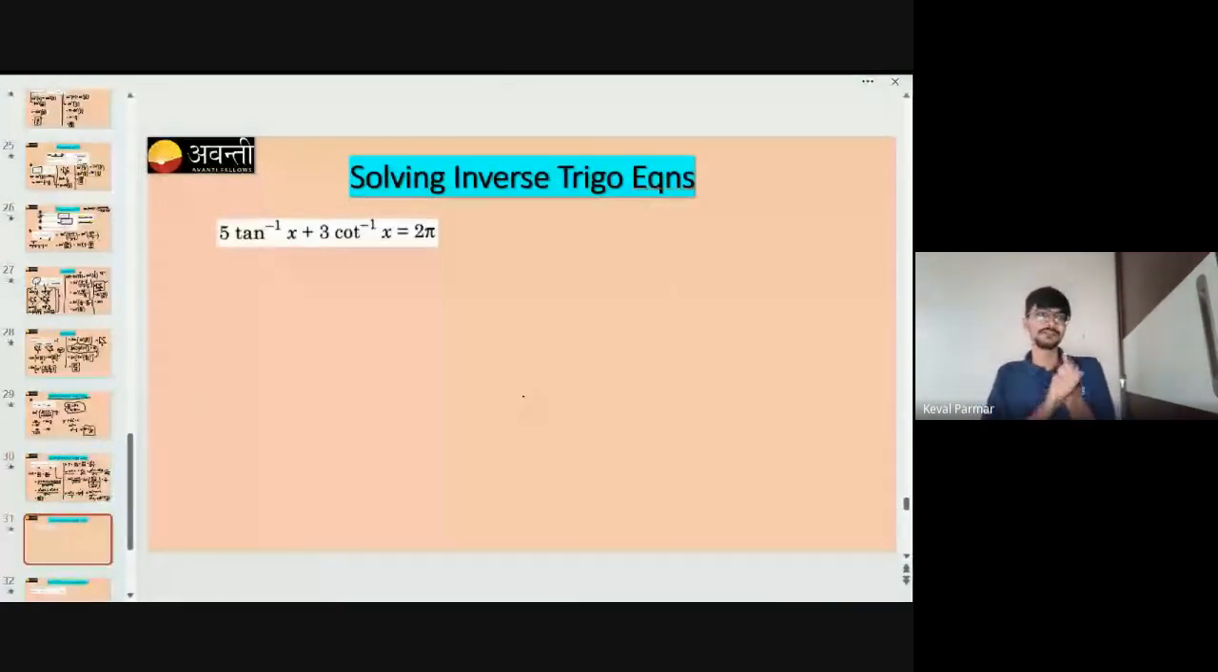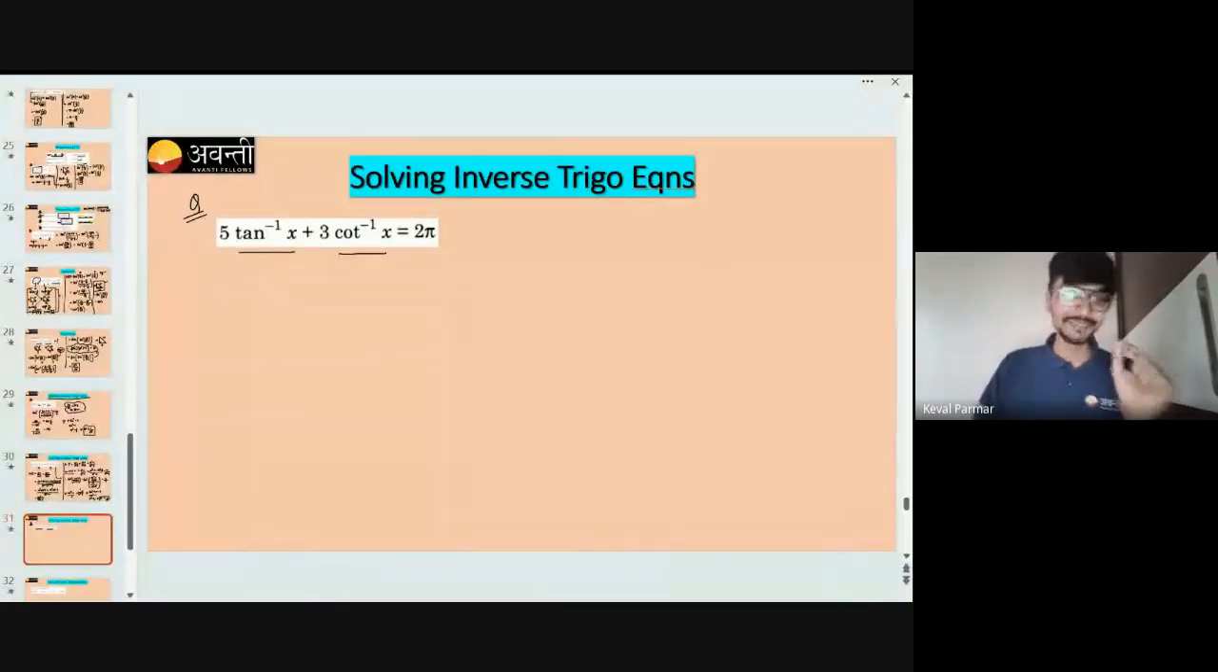Next question is again 5 tan inverse of x plus 3 cot inverse of x equals to 2 pi, meaning I need to find the value of x. Now, here it is important. As you can see, we have tan inverse and cot inverse. If you remember the fifth set, we had two pairs, sine inverse plus cos inverse, sec inverse plus cosec inverse, and tan inverse and cot inverse. There also I told you to keep in mind, I hope you remember. If you get to see these two pairs, what can I do? I can use those formula.